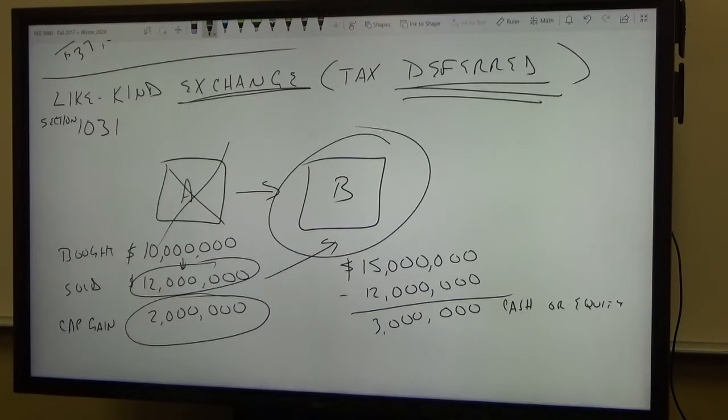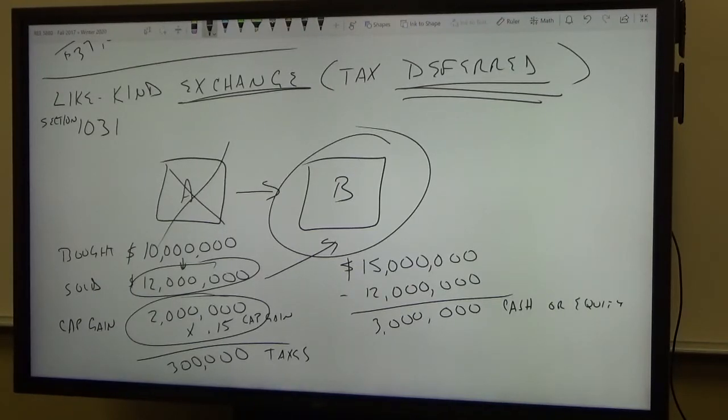Does that make sense? Now, in this case, let's assume tax rate for capital gain, I think it's 15%. So by doing the like-kind exchange, the 1031 exchange, we would not be subject to the 15% capital gains tax, which would result in $300,000 in taxes. Okay? Does that make sense? So you have to come out of pocket $1 million?